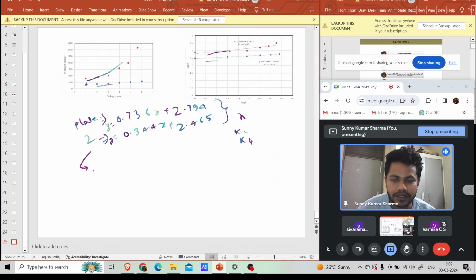Our actual equation was what? Log P1 is equal to log K plus N log Z. The N value is the coefficient of X, sir. So N is the slope.